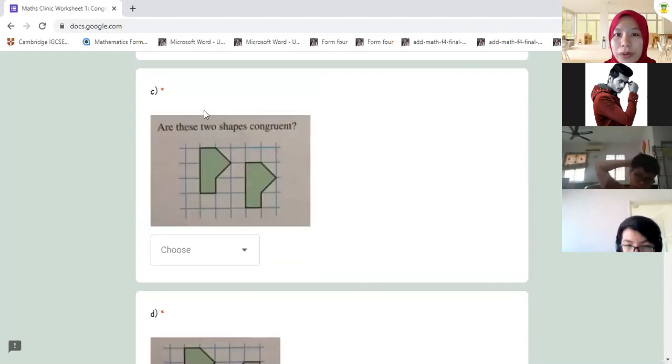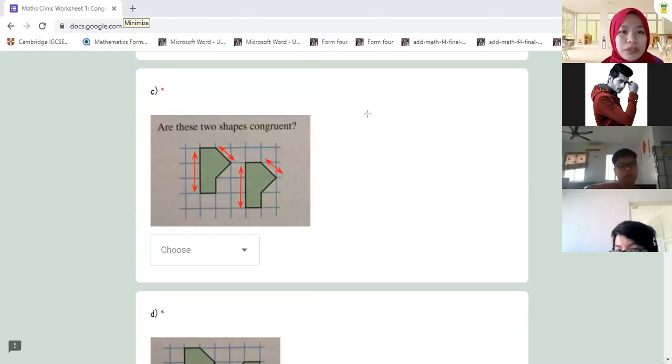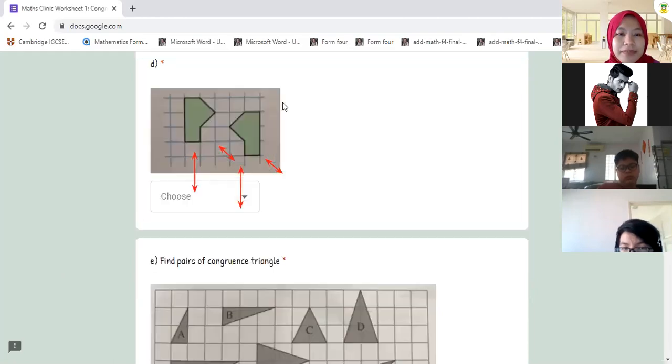Are these two shapes congruent? Since you have the lines at the back, you just count how many squares you have. Even though it's a mirror image, it doesn't matter as long as it's the same shape and size. They can experience transformation. Whatever transformation, let's say translation, rotation, reflection, should be fine. So the answer is also congruent. Yes. D, this one, what type of transformation has it experienced? Mirrored and also translation. So the answer is also congruent. Correct.